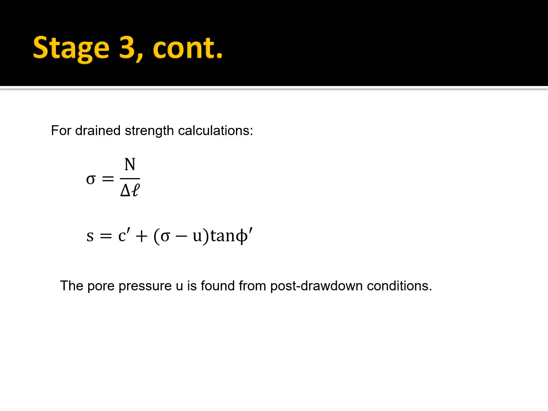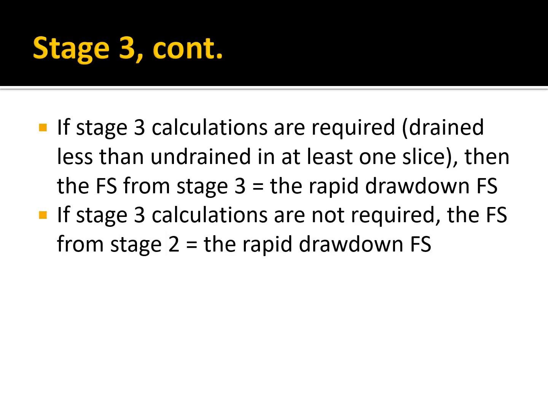And for the drained strength calculations, we just plug in using our drained strength parameters, and the pore pressure u is found from post-drawdown conditions, so pretty simple, straightforward. And if stage 3 calculations are required, in other words, the drained strength is less than the undrained strength in at least one of the slices, then the stage 3 factor of safety becomes more critical. If it's not required, then we use the factor of safety from stage 2. So that's it. That is how we calculate the factor of safety for rapid drawdown analysis using the 3-stage approach.